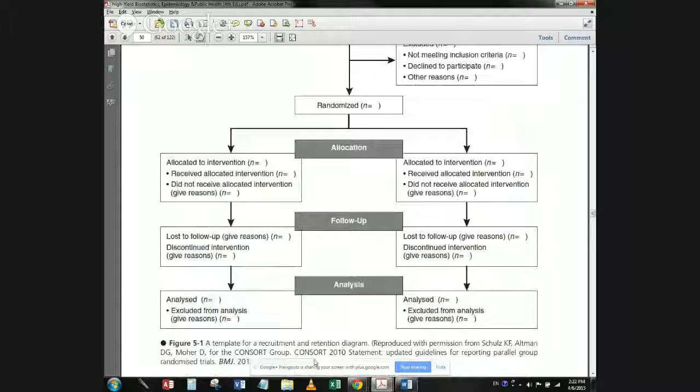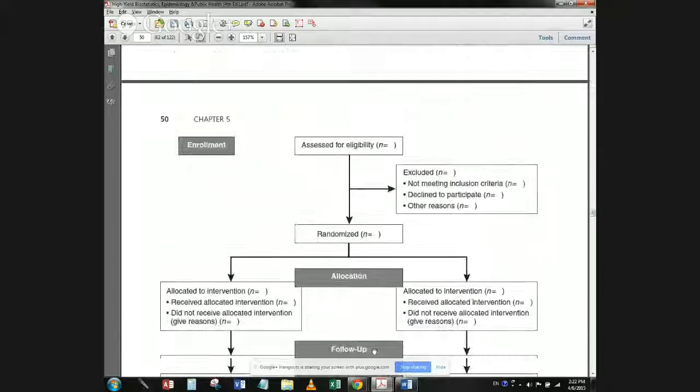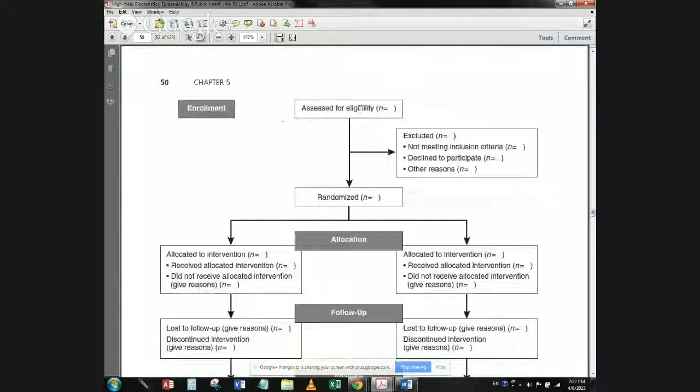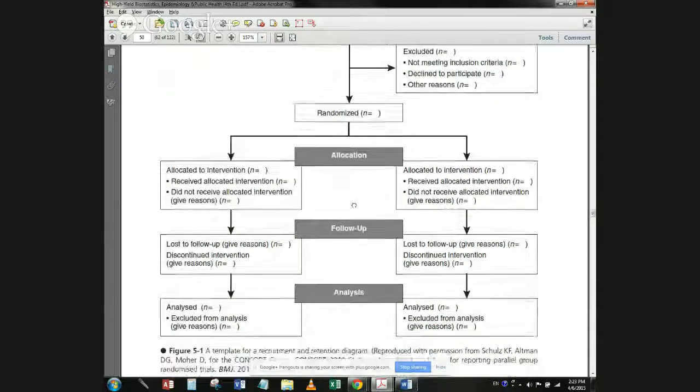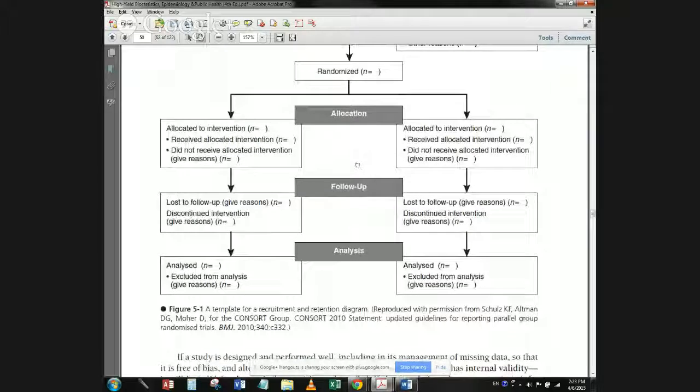A template for recruitment and retention diagram. So you enroll, you're assessed for if you're eligible for it. If you're excluded, meaning you don't really meet the restriction inclusion criteria, you decline to participate or some other reason. But if you are eligible, then you enter a randomized trial, and then you're allocated to a certain group. So you could be allocated to an intervention, received allocated intervention, or did not receive allocated intervention.